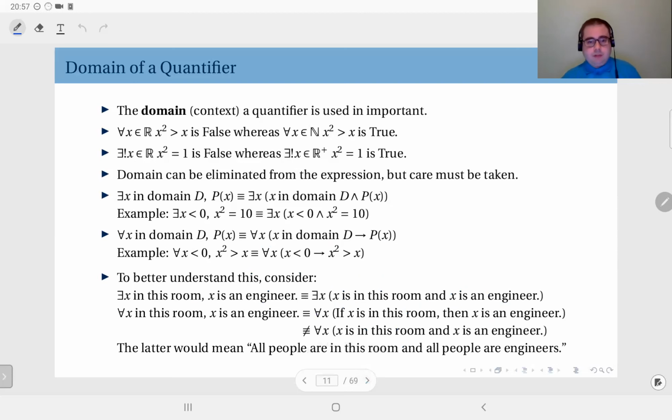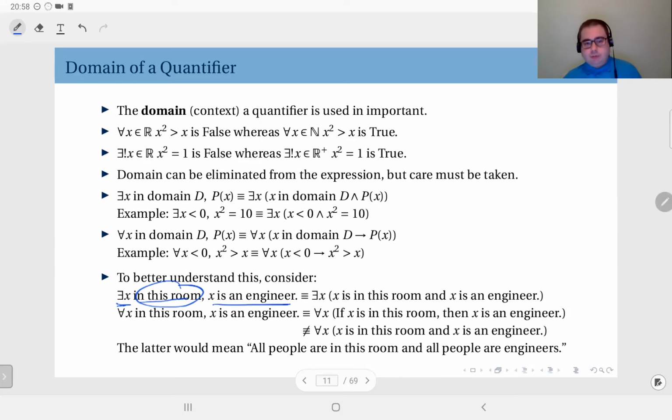Okay, here's another example. There exists an x in this room. So this room is my domain now. I'm talking about stuff in this room, okay? Objects or beings within this room. That is my domain. There exists an x in this room, x is an engineer. So what I'm saying is there's an engineer in this room. That's what I'm trying to say, okay?